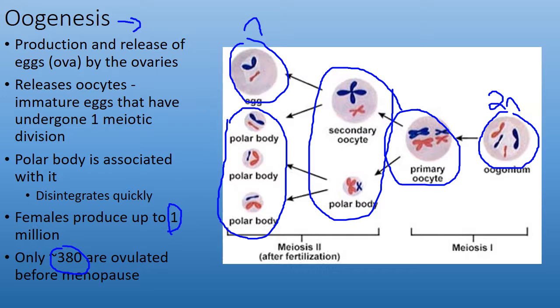Now, the difference between the egg and the polar bodies is that the egg gets its cytoplasm and different organelles. The reason behind this is in hopes that the egg will be able to survive the travel through the fallopian tubes in hopes of becoming fertilized. The polar bodies will not be fertilized. What happens is once the polar bodies have formed, they will disintegrate or undergo apoptosis, which is cellular suicide.